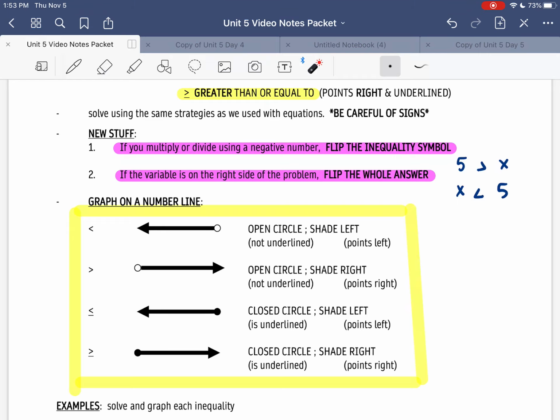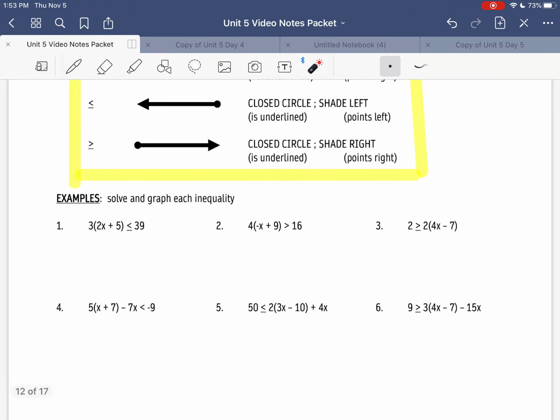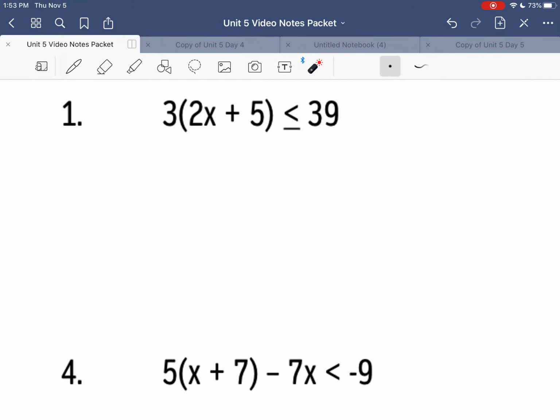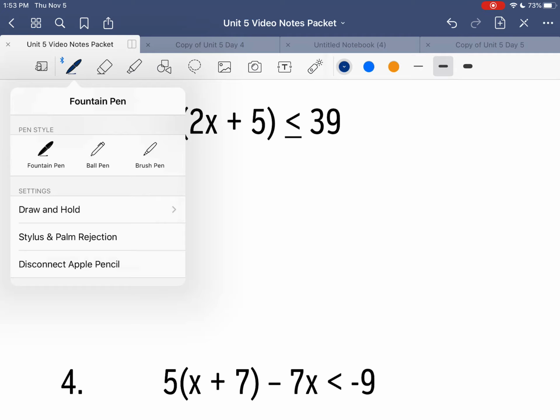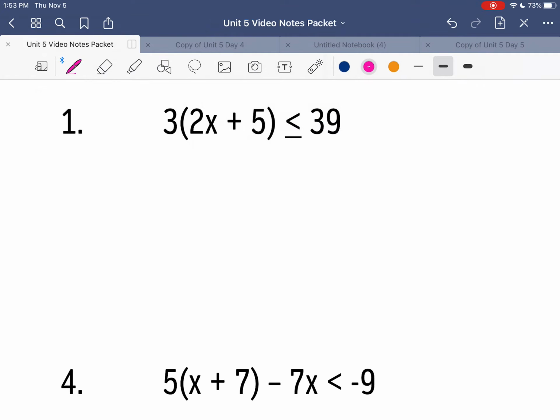So let's jump right in with some examples. I'm going to zoom way in so I have enough space to write. Here's our first problem. I'll give you a chance to write it down. It says 3, parentheses, 2x plus 5 is less than or equal to 39. So, like we said before, the strategies we're going to use are the same. I would still personally suggest drawing the line down your paper just to keep you organized.